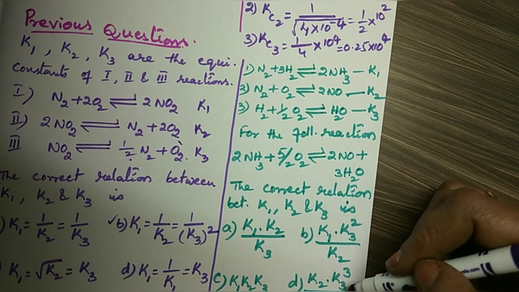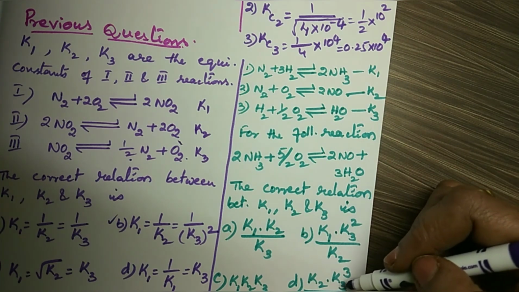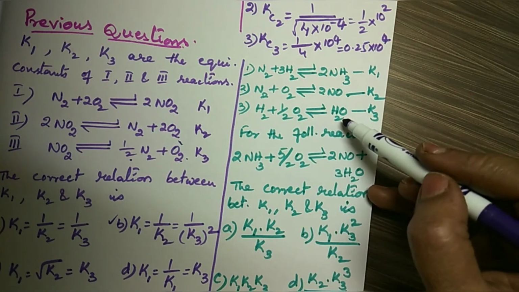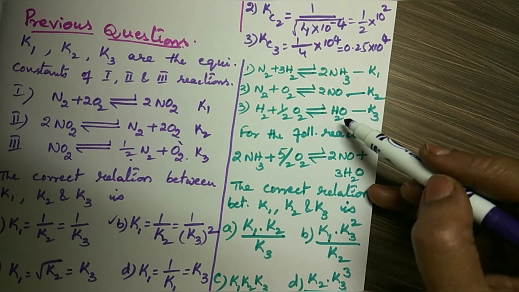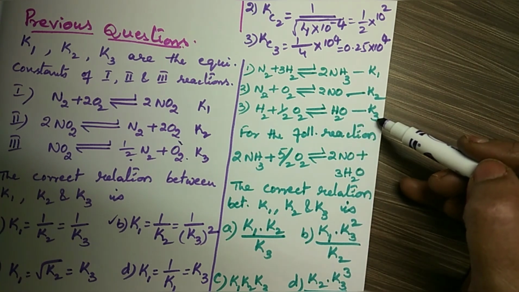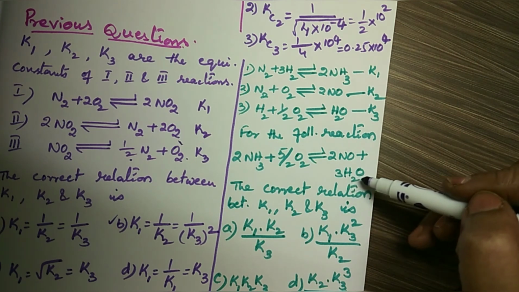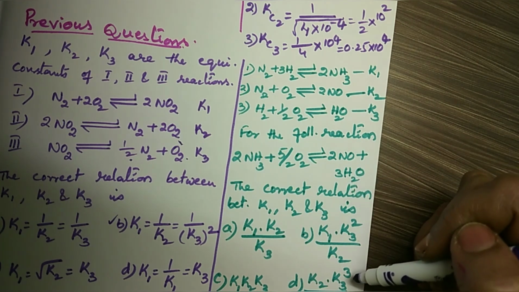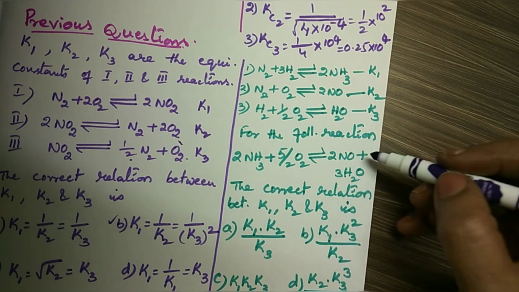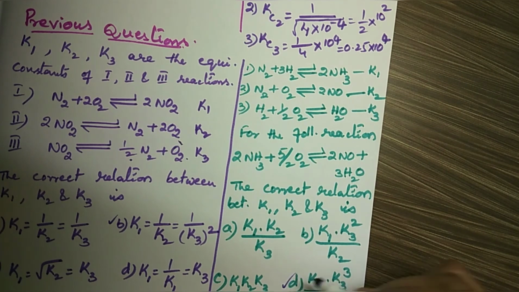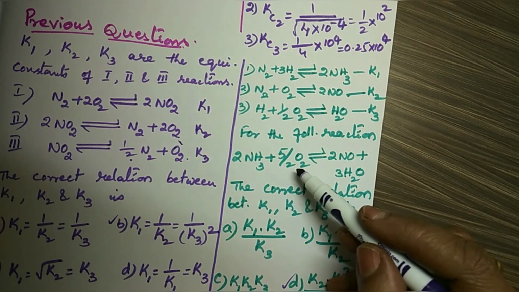Then why are we cubing the K3? Because in the third reaction only 1 mole of water is formed. For the formation of 1 mole of water, the equilibrium constant is K3. But in the problem question, 3 moles of water are formed. So we have to cube the equilibrium constant of the third reaction. So D is the answer for the problem question.